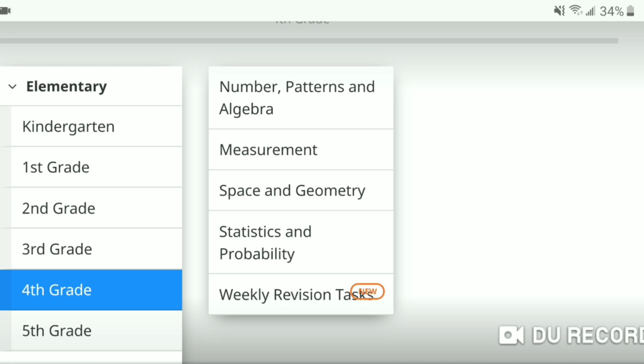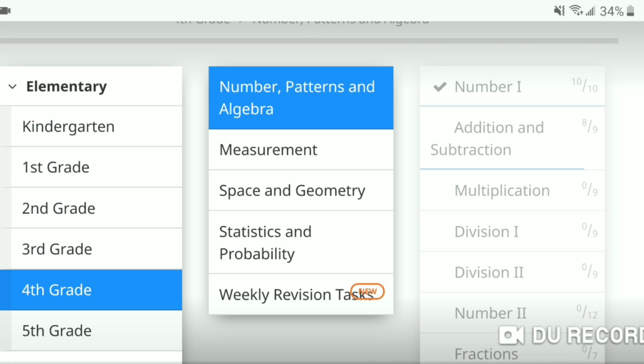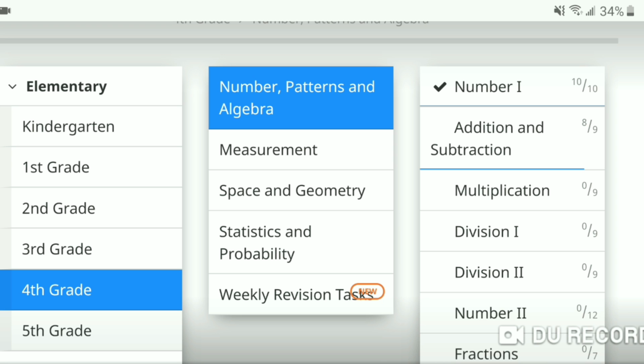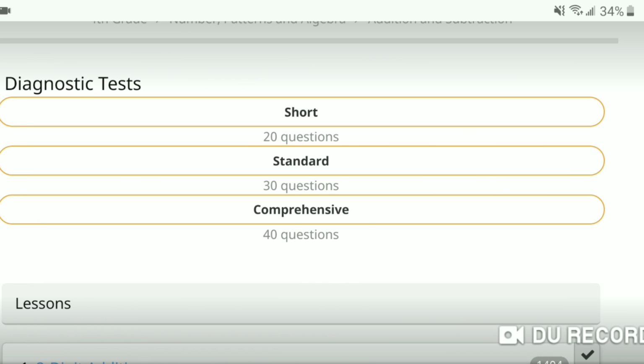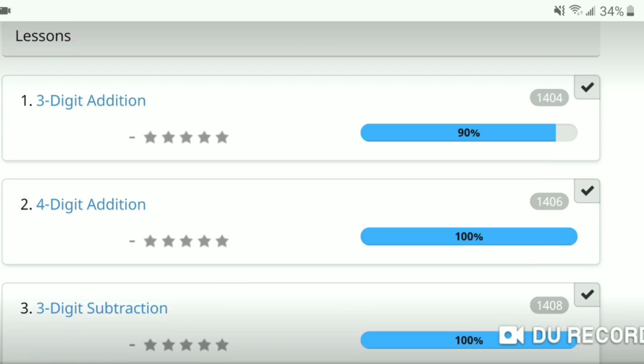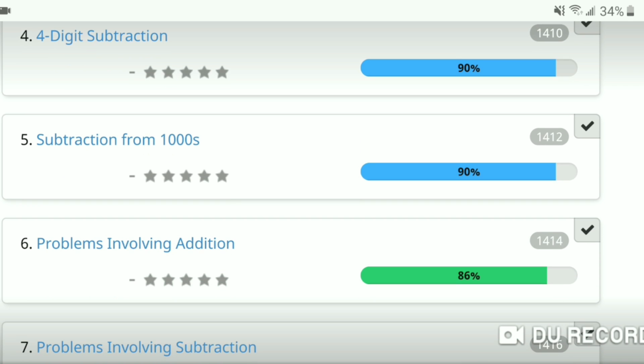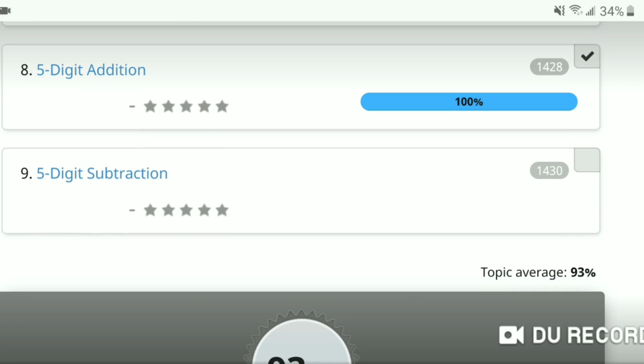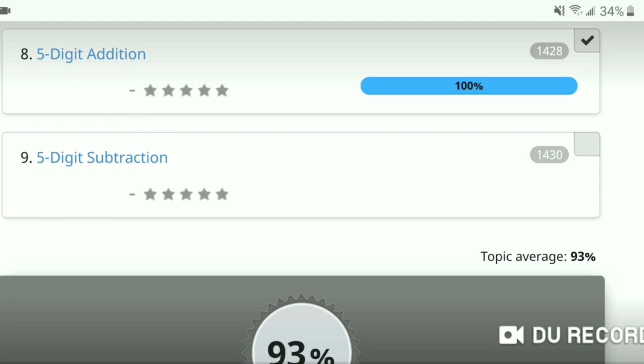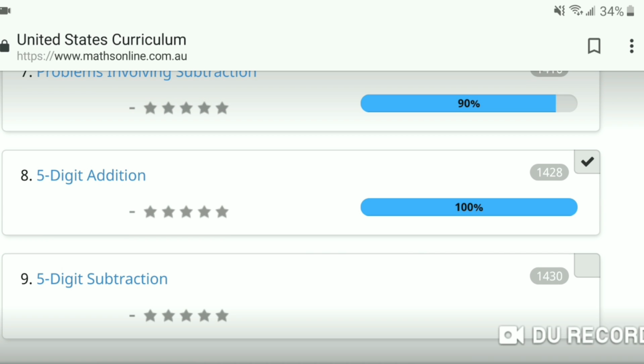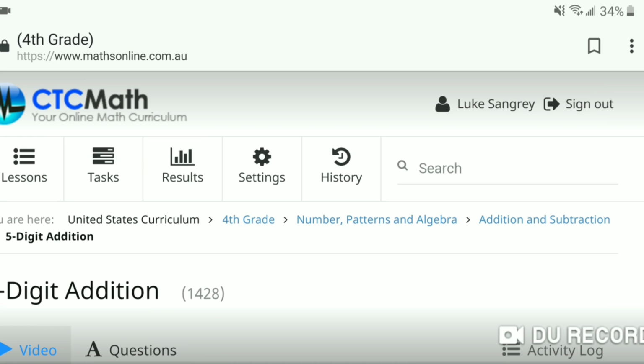And as you can see right here are all of the different topics that he would be doing. So we'll click on number patterns in algebra, and we'll do addition and subtraction. And then he would just each day go down to his next lesson. As you can see, his next lesson will be 5-digit subtraction. Let's go on 5-digit addition here, just so I can show you what this looks like.